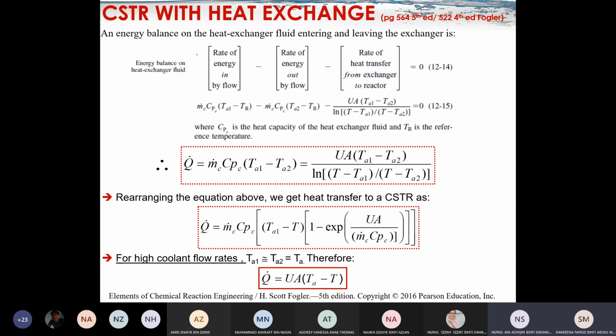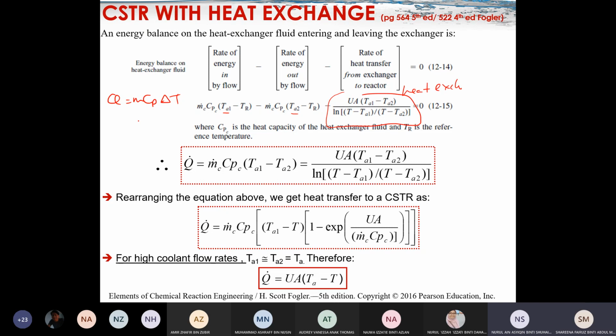Okay. So this is the energy balance. Okay, this is the one, okay, yang you akan belajar lah. Energy balance on heat exchanger fluid, we have a rate of energy in by flow. Alright, remember selalunya Q is equal to M Cp delta T. Okay, so this is the heat. Okay, then rate of energy out by flow. Okay, so we remember TA2 ni adalah berkaitan dengan heating fluid. Alright, heat material lah, heating fluid material. Okay, TR dan T reference. And then we have minus with the rate of heat transfer from exchanger to reactor. Okay, so this is the heat exchanger.